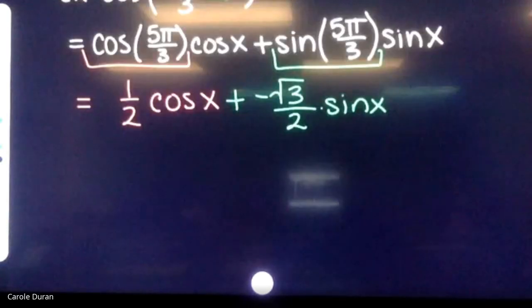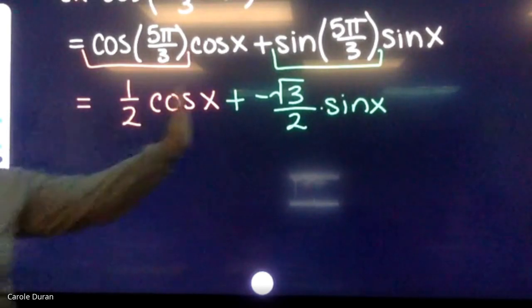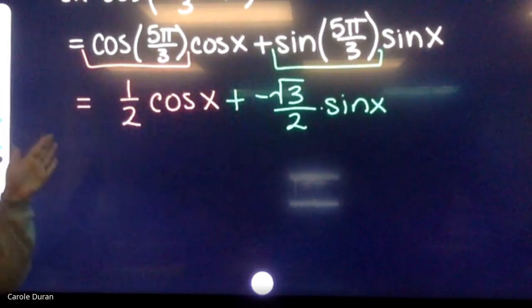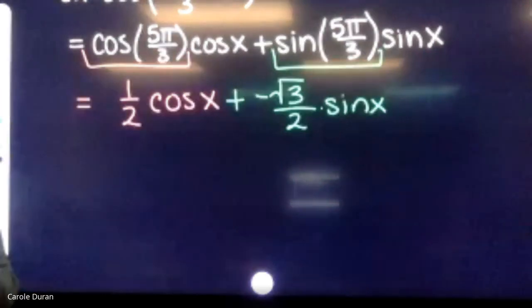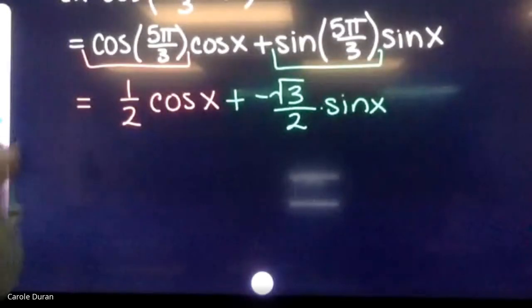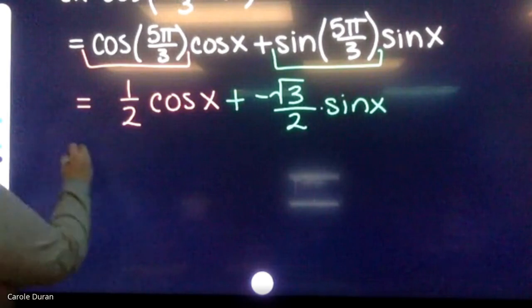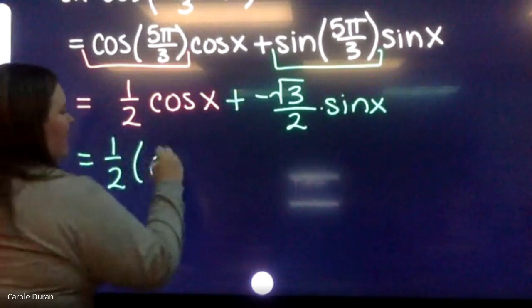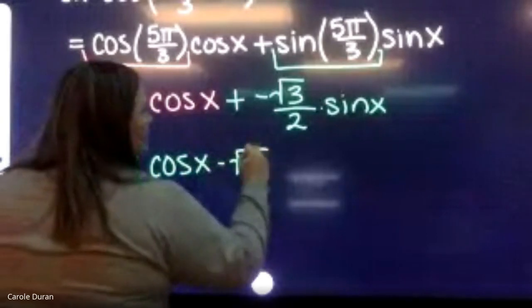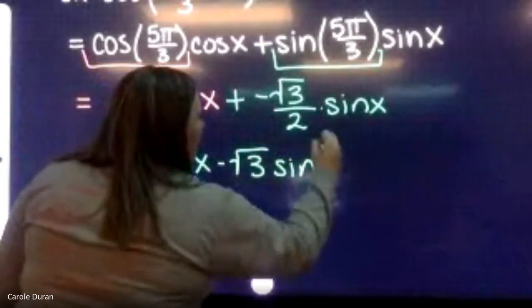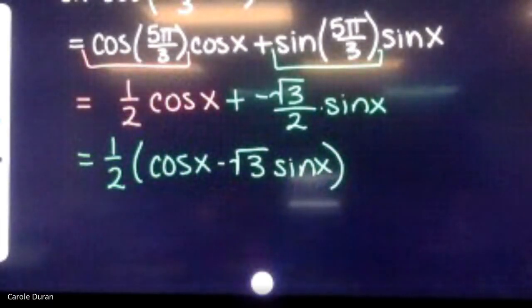So technically, this is starting to look pretty simplified, but I'd like to go a step further. Is there anything that both of these have in common other than the x? The 2 on the bottom, which is the same as having 1/2 being multiplied into both of these. So I'm going to pull that 1/2 out. And then what's left is my simplified answer. That is the best that we can do here. So we don't have to solve it? No, we can't. We don't know what x is.